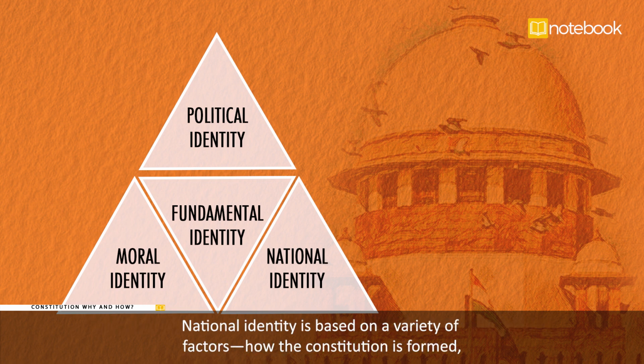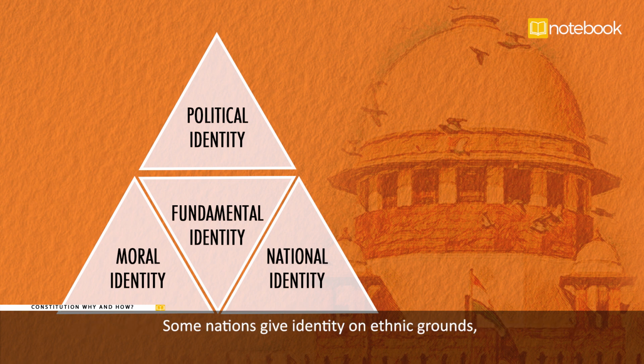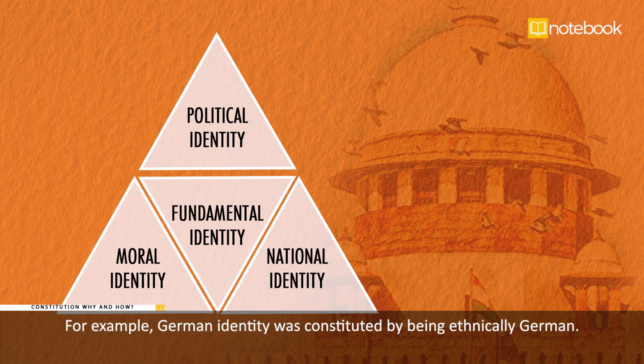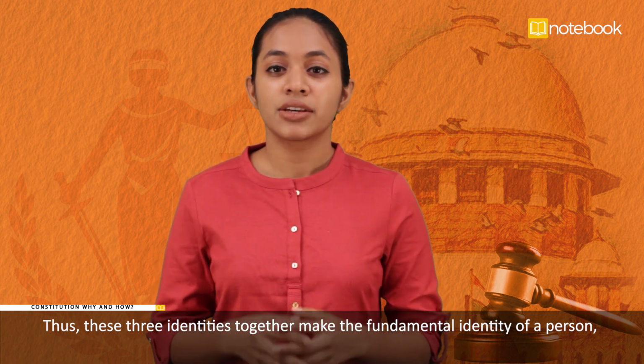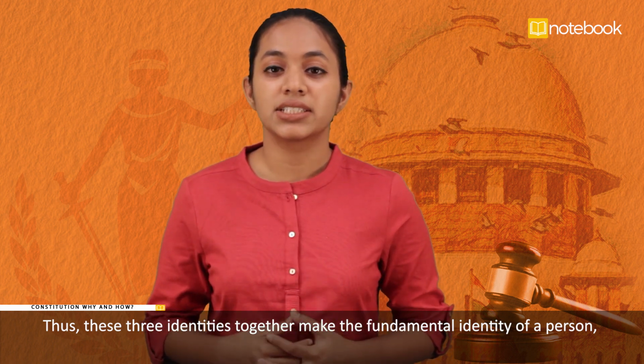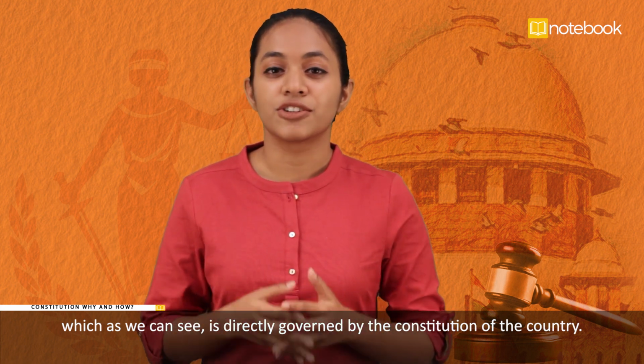National identity is based on a variety of factors: how the constitution is formed, what is the history of the nation, and how the nation looks at its citizens. Some nations give identity on ethnic grounds. For example, German identity was constituted by being ethnically German. Thus, the relationship between the central government and the different regions of a nation constitutes the national identity of a country. These three identities together make the fundamental identity of a person, which, as we can see, is directly governed by the constitution of the country.